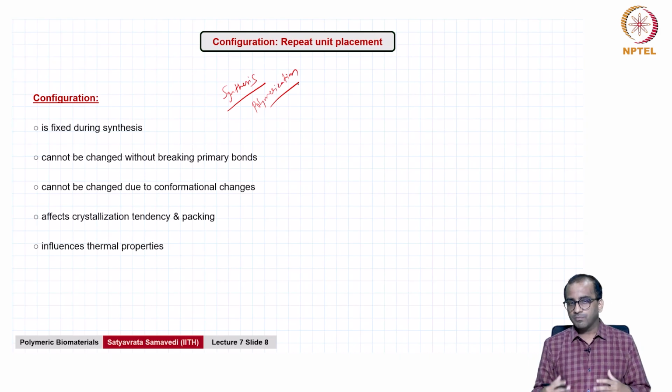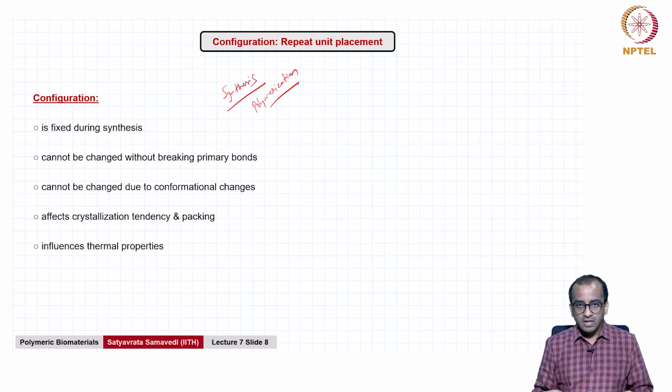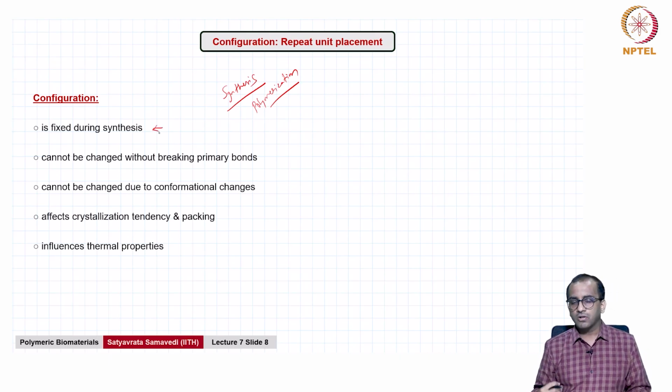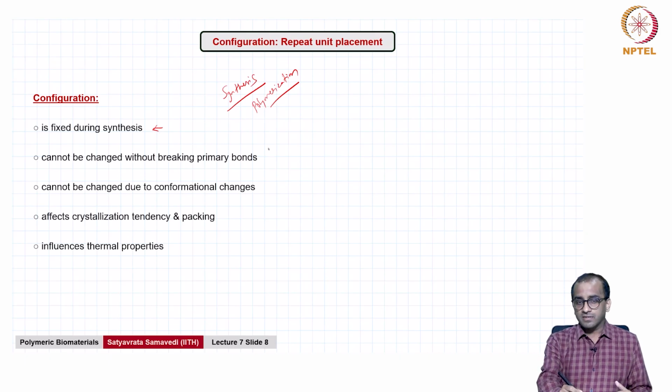So, while it is important to realize that we are looking at structure property relationships, and more specifically in this lecture we are looking at the polymeric structure itself from a single chain perspective, it is important to realize that that is fixed during synthesis. A large part of it is fixed during synthesis. And so, configuration is no different. Configuration of a polymer is fixed during synthesis and cannot change very easily.